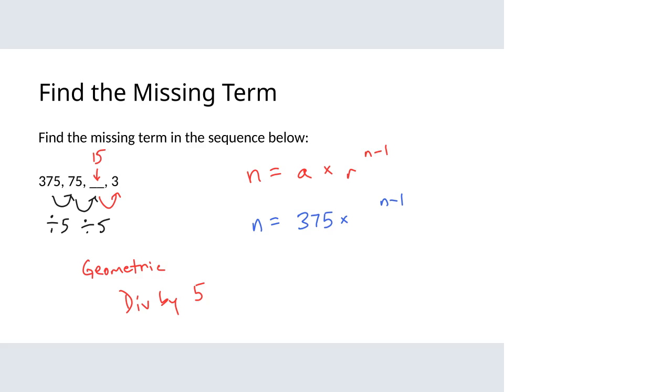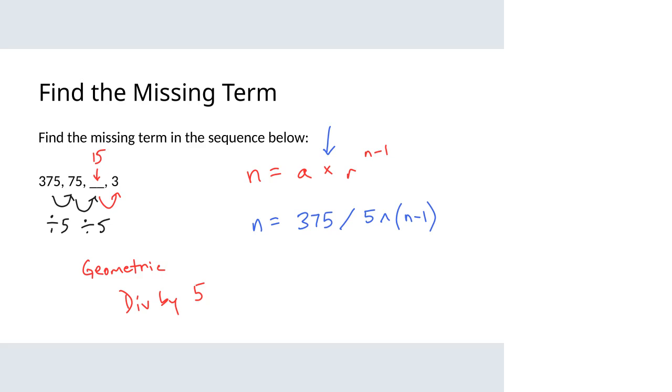Divide by 5, 5 over r, okay, that will work. And so there are 2 different ways you can write this and be correct. We'll start with what they've suggested there. This is multiplication. If we want to write this as division, this is going to be 375 divided by 5 raised to the n minus 1 power.